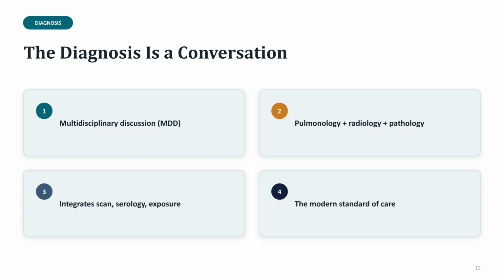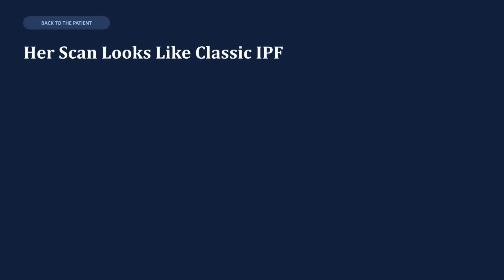Here is the modern standard. The diagnosis of interstitial lung disease is not one test. It is a conversation, a multidisciplinary discussion. Pulmonology, radiology, and pathology sit together. They integrate the high-resolution CT pattern, the serologies, the exposure history, and any biopsy. Studies show this discussion changes the final diagnosis in a large share of cases, so the best diagnostic tool is often the meeting itself. Now back to our patient.